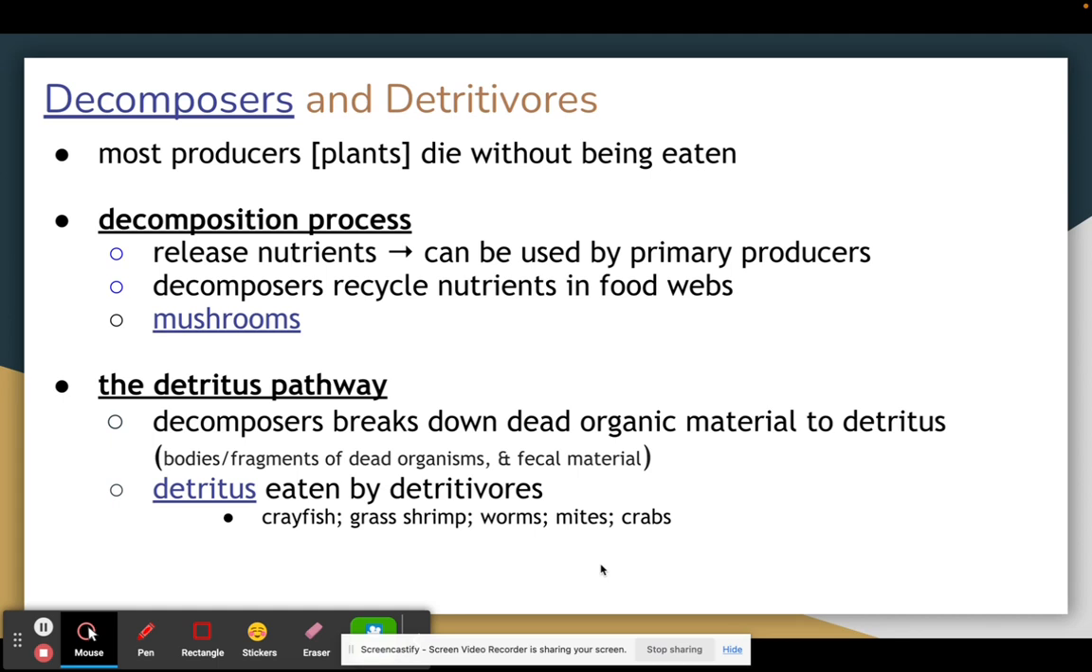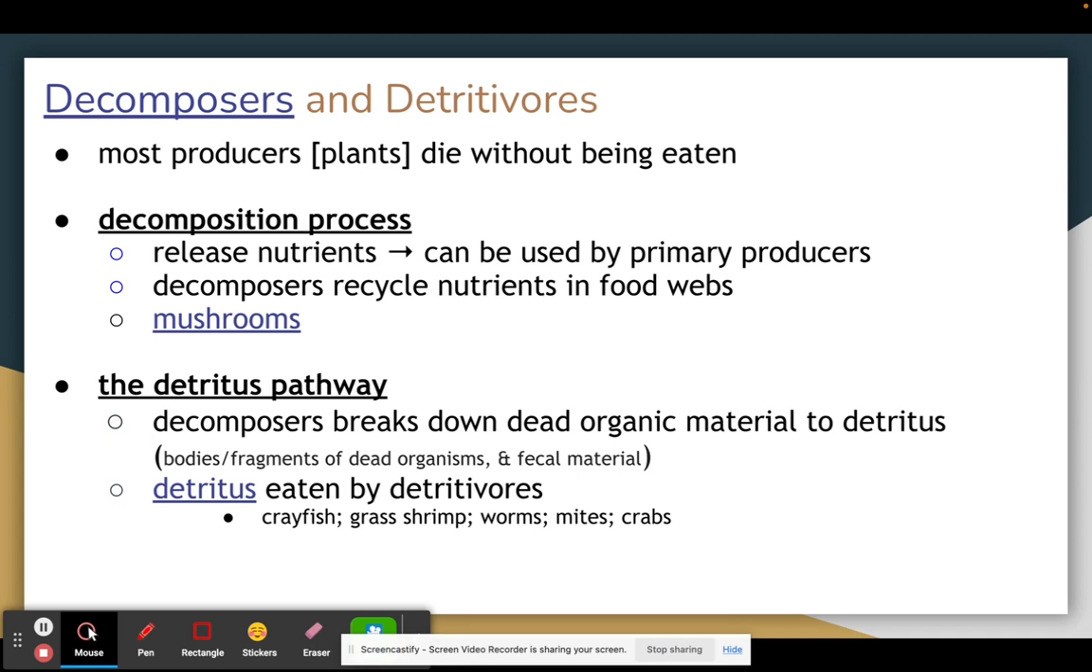So, decomposers and detritivores are actually like the Earth's natural garbage can and waste dump, honestly. If we did not have these two types of organisms, we'd be over our heads in dead matter and garbage and trash. The interesting thing that you may or may not know is that most producers, so a lot of plants, will actually die without being eaten. That would be like leaf litter on the forest floor, or even just a tree falling down after a storm. There's lots of producers that just die and don't get consumed by other heterotrophs, which would break them down further.